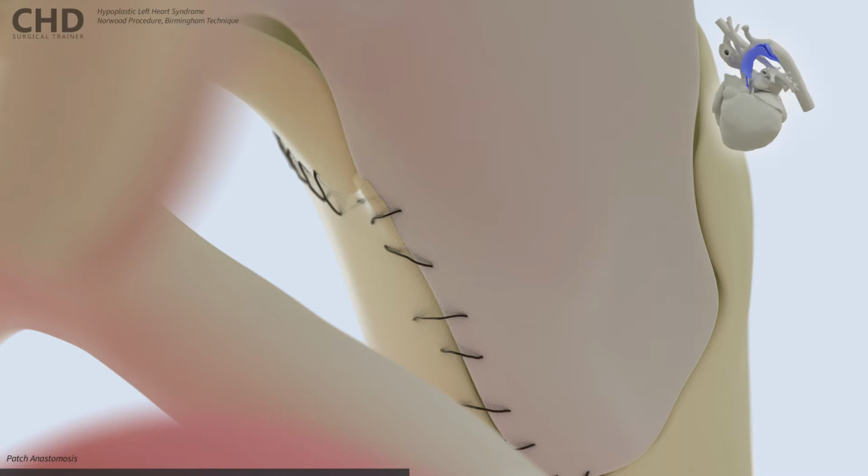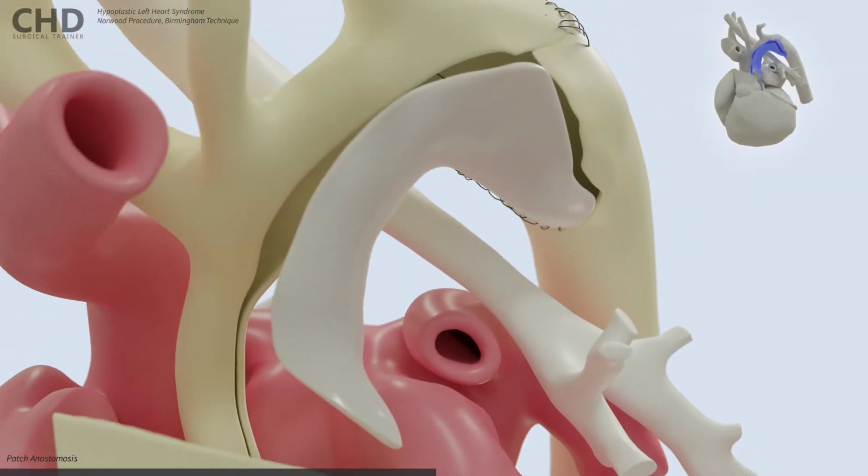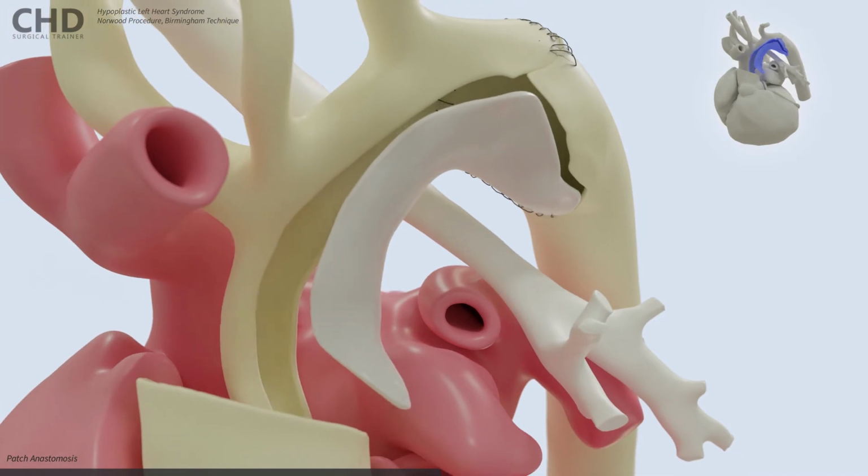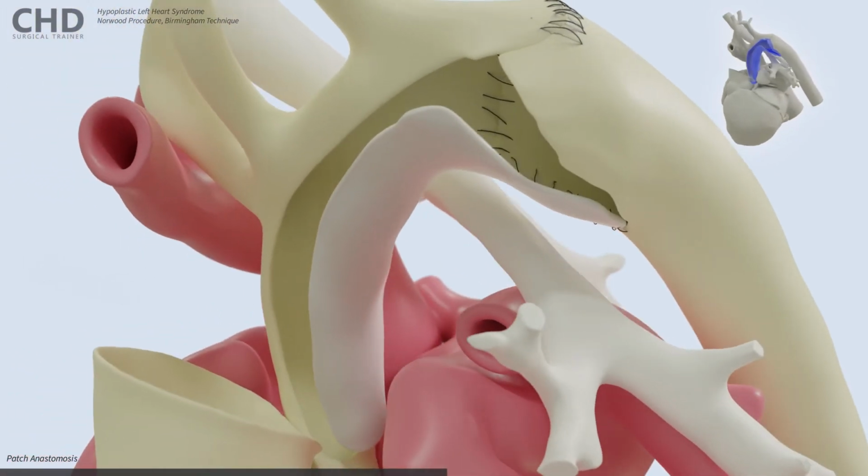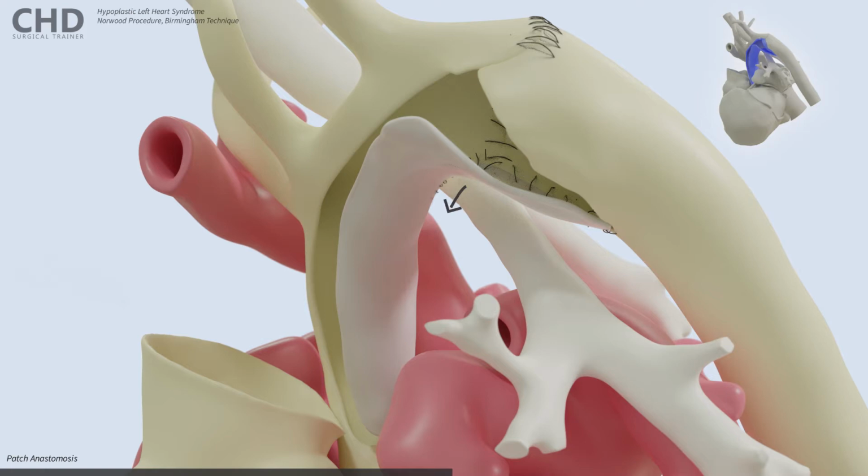Continue to suture the patch along the descending aorta towards the aortic back wall anastomosis. Then lock the suture before carrying on. Continue the suture along the inferior wall of the aortic arch to the distal aortic arch between the 2nd to 3rd head and neck branch.